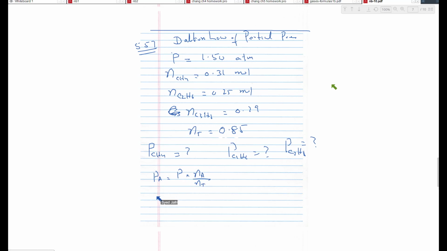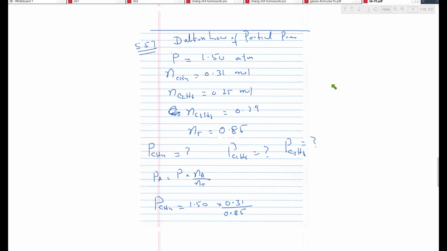PA is like any gas, so I'm going to use CH4, PCH4. It's been a long time for me doing any of these problems or seeing these formulas. What is the total pressure given here? 1.50 atmosphere. P is the total pressure. What are the moles of CH4? 0.31, right? Yes. And what is the total moles we calculated? 0.85. The ratio is called the mole fraction. We don't need to calculate it, we will directly do it here. Tell me, 1.50 times 0.31 divided by 0.85.